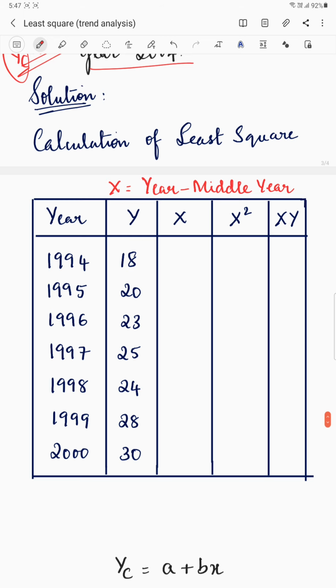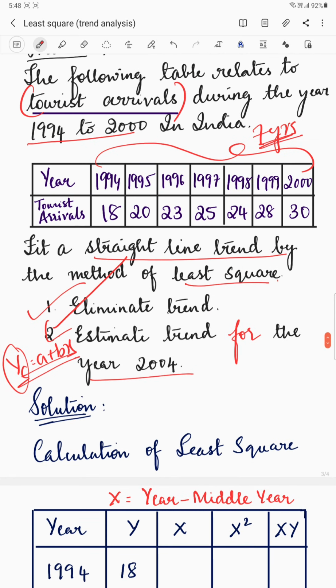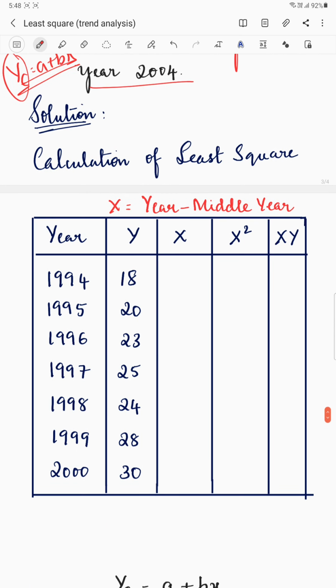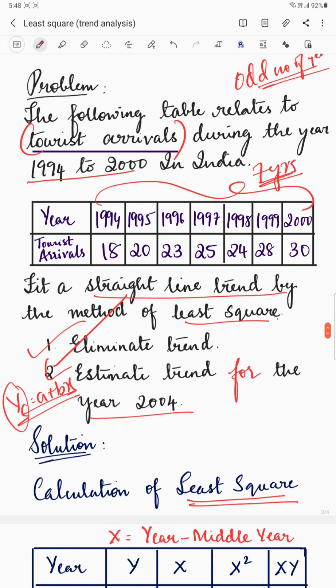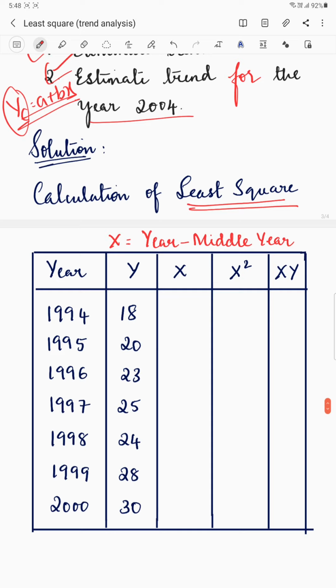Okay, so you can see here the calculation of least square. Whatever is given in the table, I just put it here. Calculation of least square: year and y value. One more very important thing that I forgot to say. Always remember, in least square, whenever he is giving you years, whatever variable comes against that is y. You represent that as y. This is something you should remember. It is very, very important. Here tourist arrival is there. In some other questions you are solving, something else might be there. Then please write that as y.